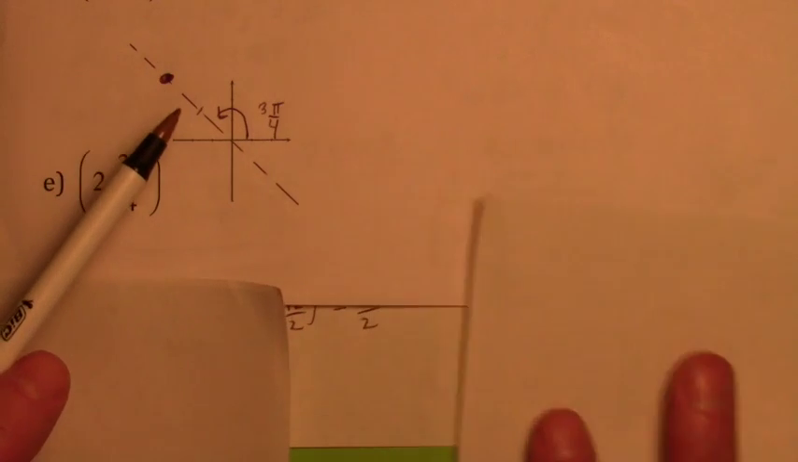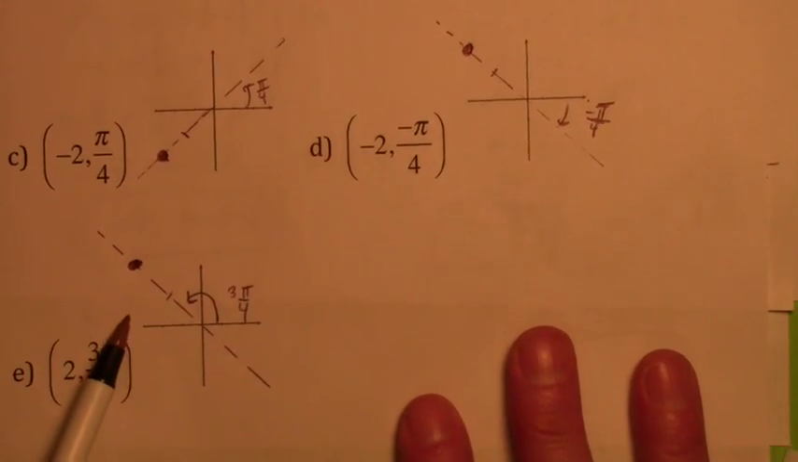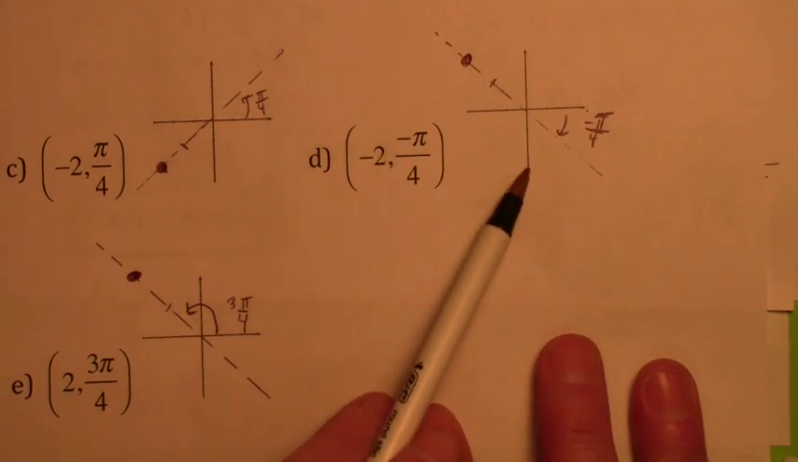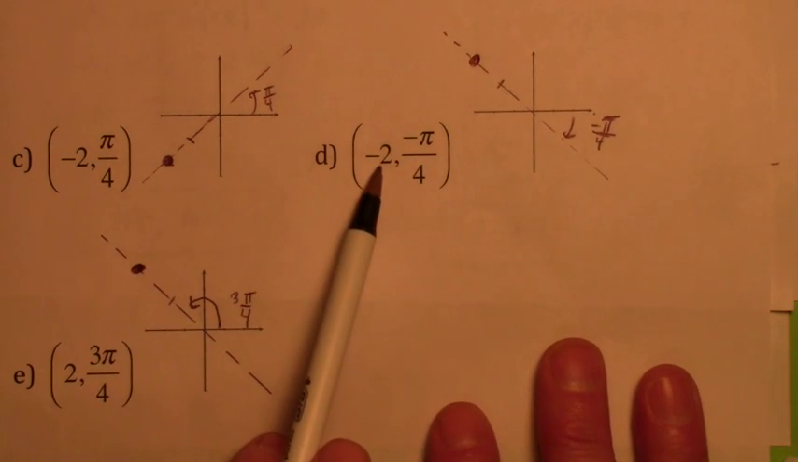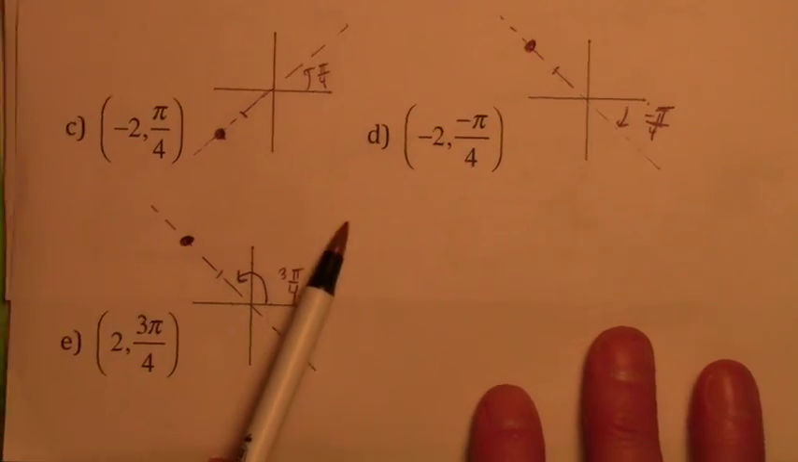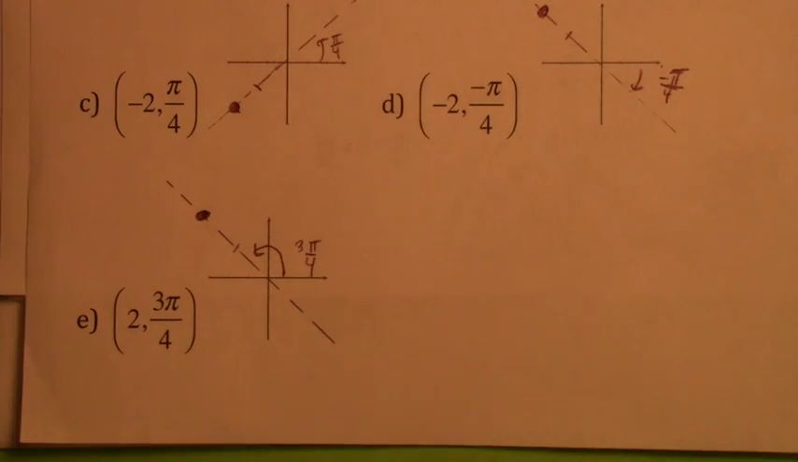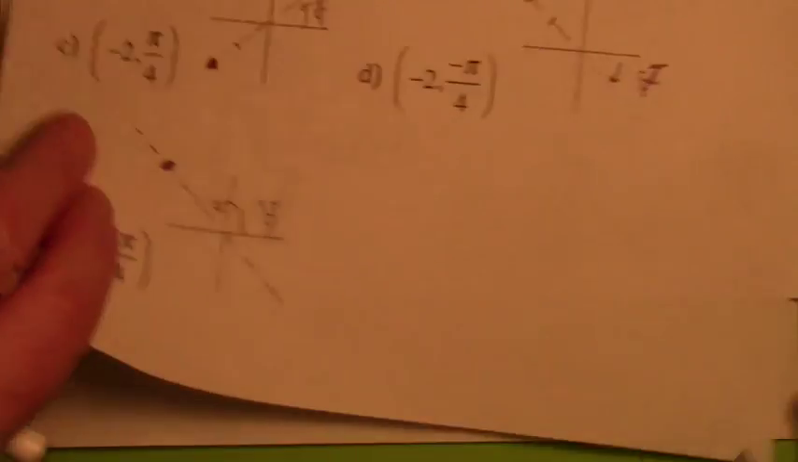Now, what I wanted to point out earlier was this. Notice you end up at exactly the same point. You end up over here. The point negative 2 comma negative pi over 4 coincides with the point 2 comma 3 pi over 4. You end up at the same place. All right.